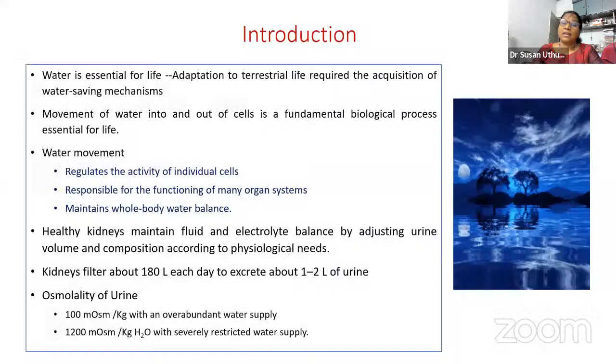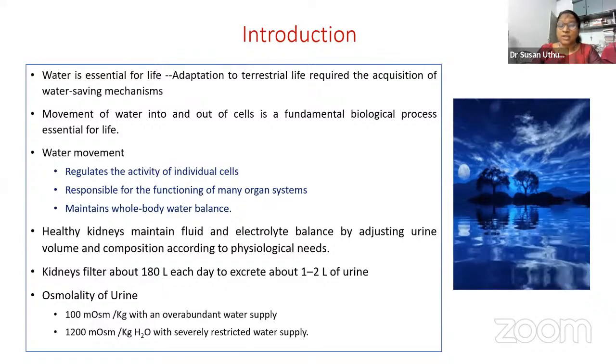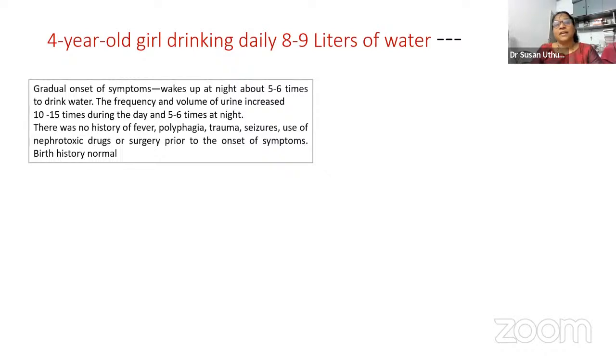Kidney can even make it more dilute to 50. And 1200, that much concentration is possible in severely restricted water supply. So let us see the story of a 4-year-old girl who was drinking almost 8 to 9 liters of water daily. The symptoms were gradually onset.